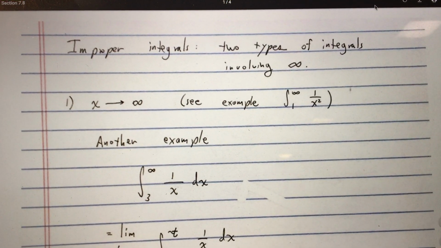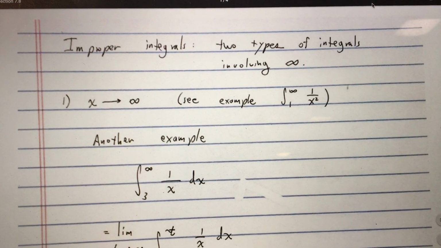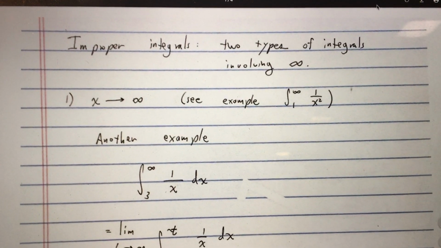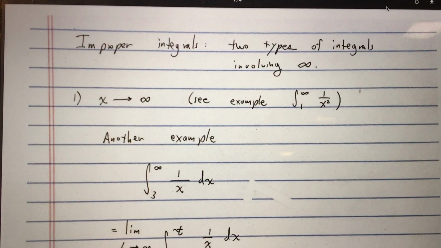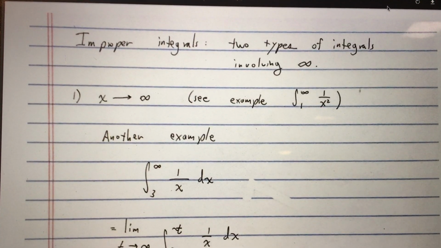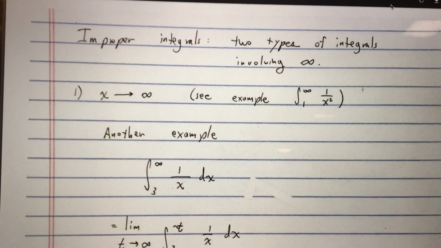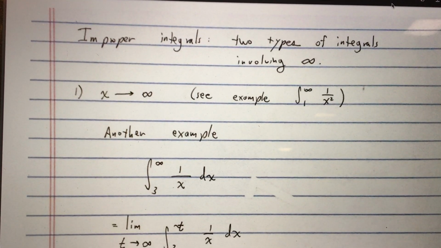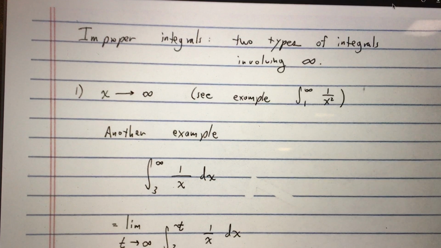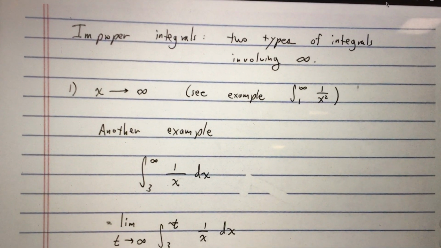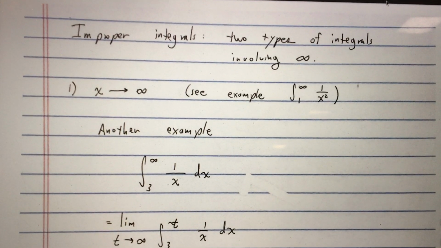Alright, time for section 7.8. We're talking about infinity for a while here. Infinity sort of worked its way into the fact that when we did approximate integration, the limit at infinity would give you the real value of the area found. But now we're talking about something called improper integrals.